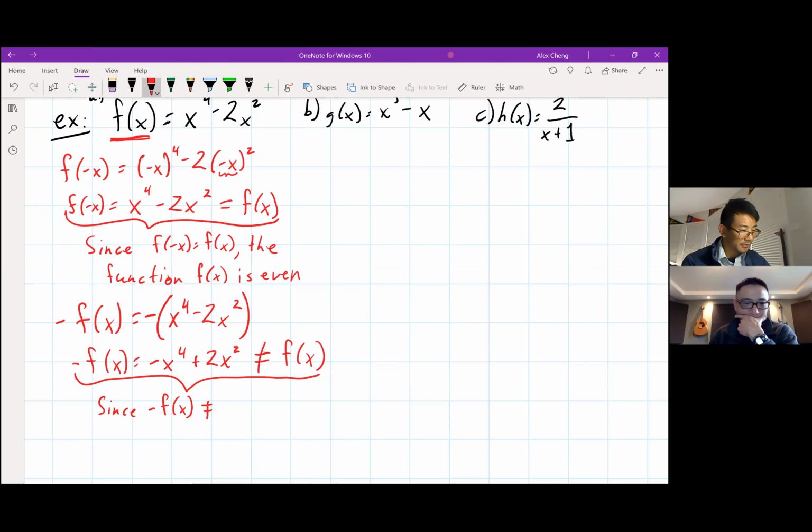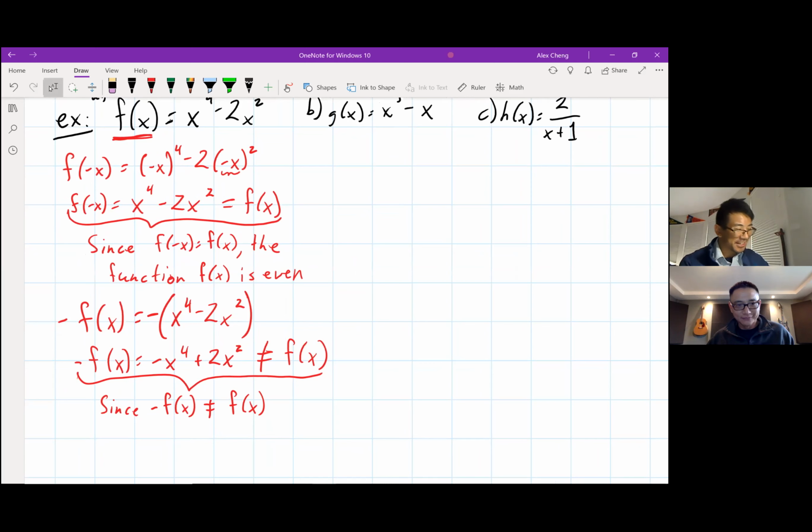Yeah, so since f of negative x is not equal to... wait, no, sorry. This should be f of negative x, right? Yeah, since f of negative x is not equal to negative f of x.